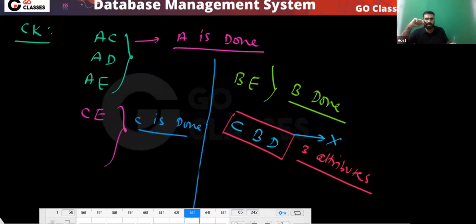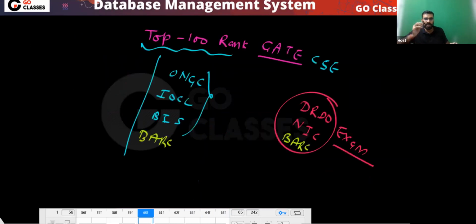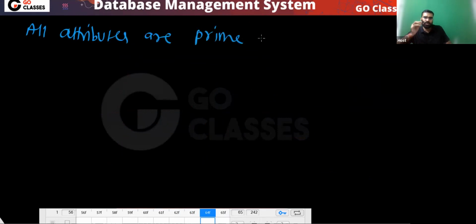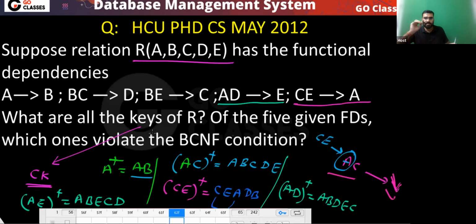Okay, so is there any non-prime attribute? There is no non-prime attribute, right? There is no non-prime attribute because the candidate keys are these. All are prime attributes. So automatically this is in 3NF, right? If all attributes are prime, it simply means the relation is in 3NF.